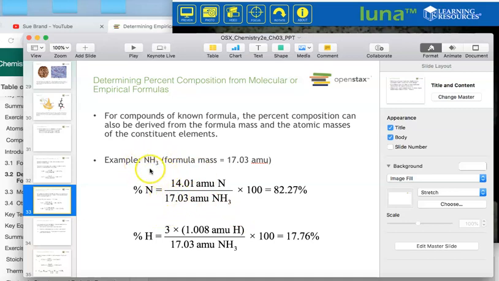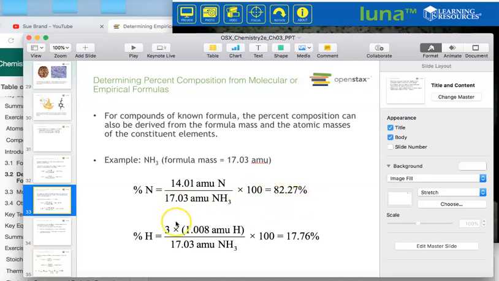And then you would need to know the mass of nitrogen. Well, you look it up on the periodic table. The average atomic mass for nitrogen is 14.01 AMUs. So you take that mass, divide it by the total mass times 100, to give you the percent nitrogen in the compound.